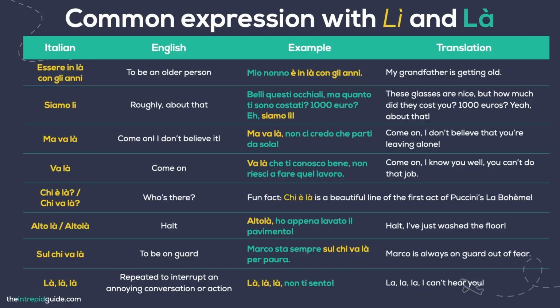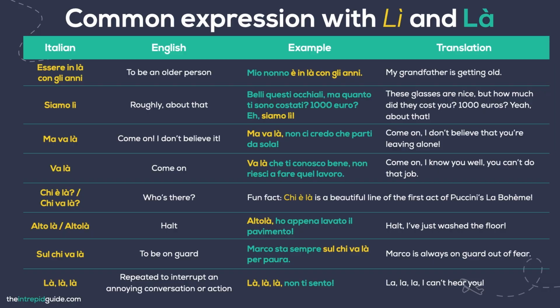Non ci credo che parti da sola. Come on, I don't believe that you're leaving alone. Va là. Come on. Now this is an informal way to downplay someone's actions. For example, Va là che ti conosco bene. Non riesci a fare quel lavoro. Come on, I know you well. You can't do that job.